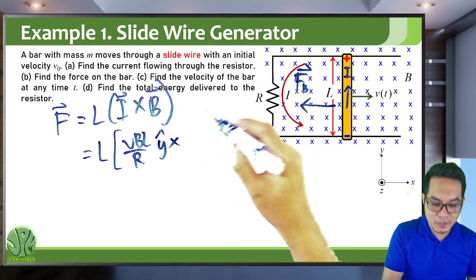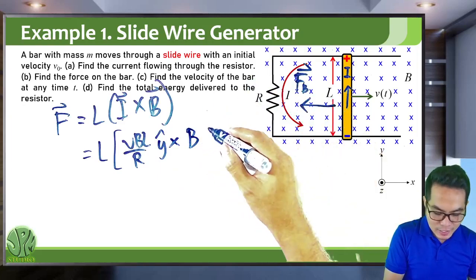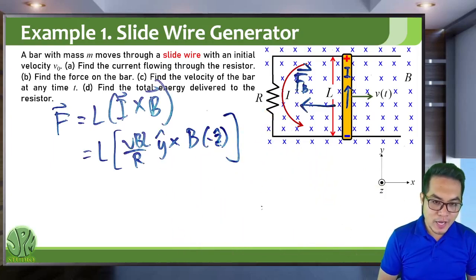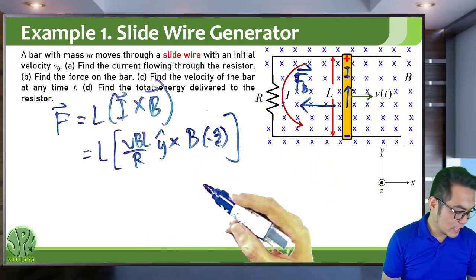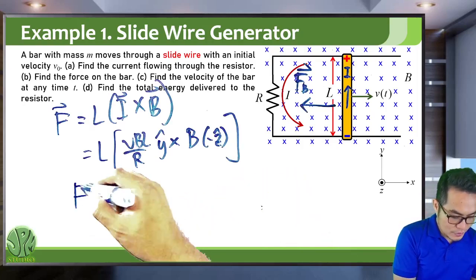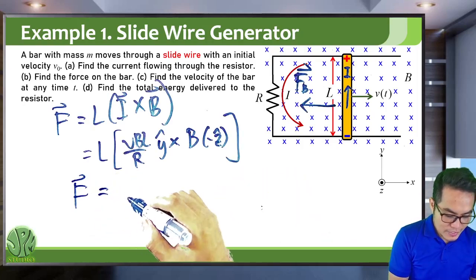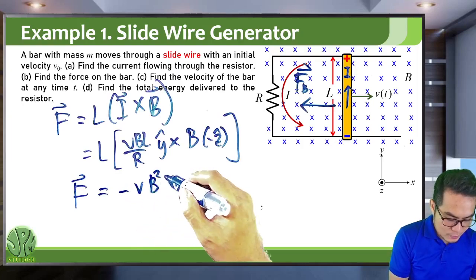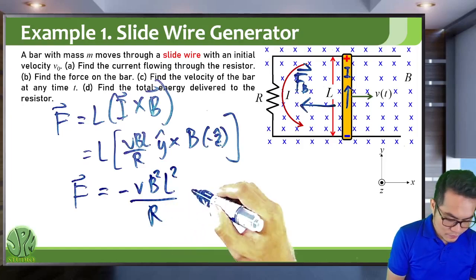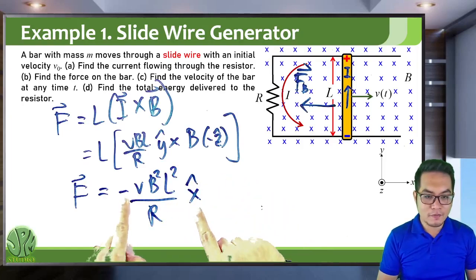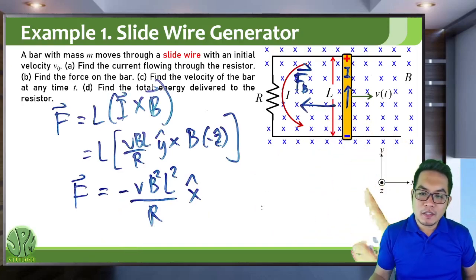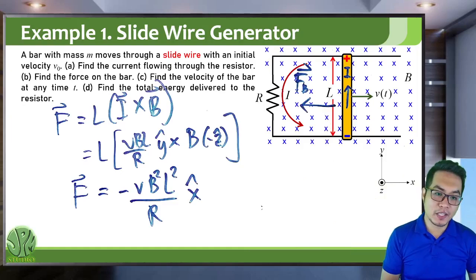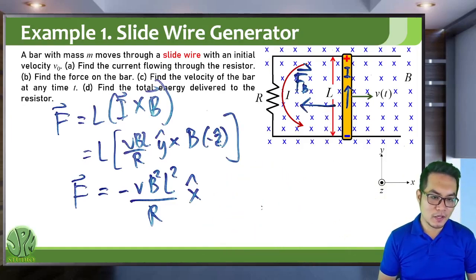You cross it with the magnetic field, which is B, and its direction is actually negative z hat. So y cross z is equal to x. There's a negative sign here, so it's negative x. So the force on the bar is just equal to negative V B squared L squared over R, and the direction is negative x hat. Meaning, if this is positive x to the right, then negative x hat is to the left, just as we predicted. So this is now the force on the bar.